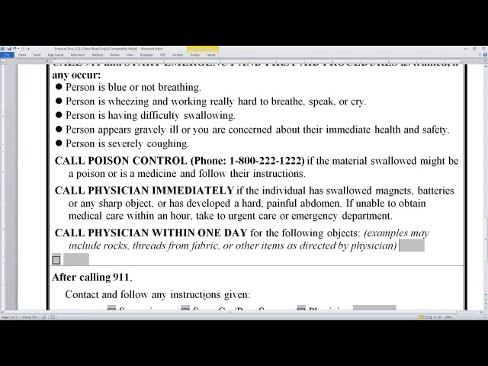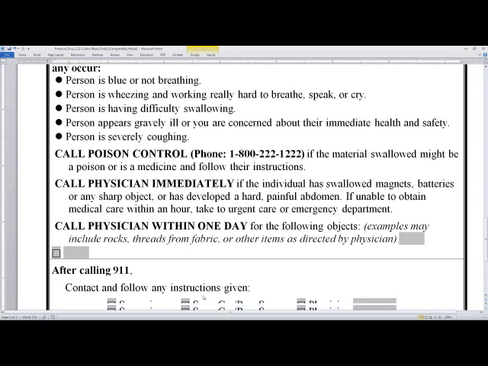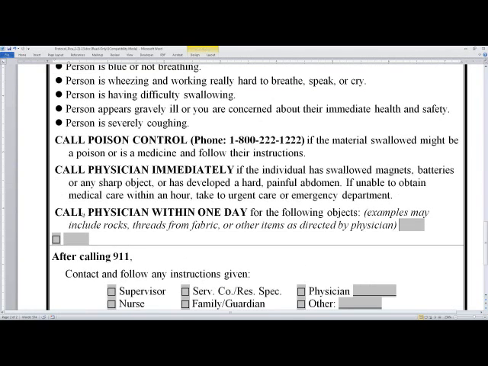And then the committee developing this believes that there may be some situations where the staff could be advised to call the physician within 1 day. They were considering issues like threads from fabric, rocks, or if the physician has made any, this may be a problem that has been going on for years, and you may have discussed it with the physician, and the physician may have said, when this happens, just make sure I'm aware of it. So you may choose to fill out this box with some specific items.